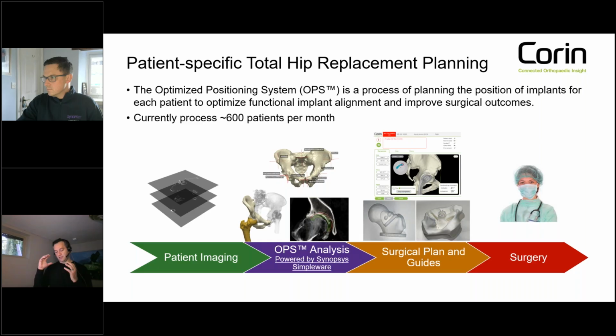So the doctor gets the patient imaging, they send it to Corin, their OPS analysis team does the segmentation and several other processes within Simpleware that are proprietary to them. And then from there, they design the surgical cutting guides, the surgical plan, and then they deliver the device, the plan, the guides to the surgeon to implant. I think it was a year ago they passed 60,000 patients, so they're well beyond that by now. They've been processing a lot of patients with this process.